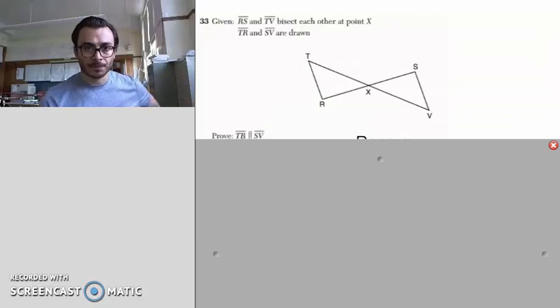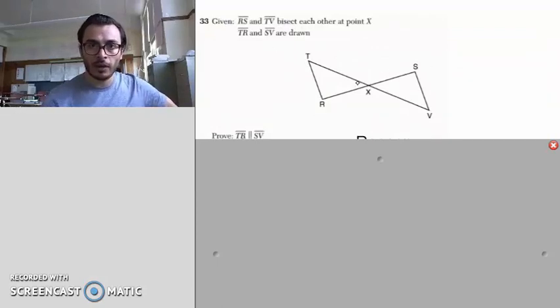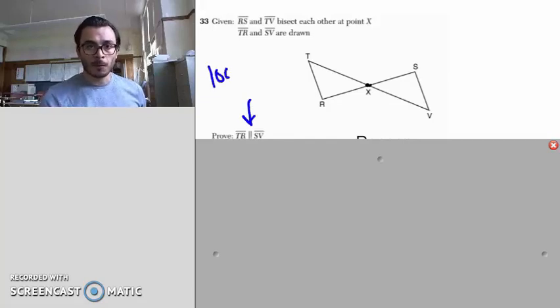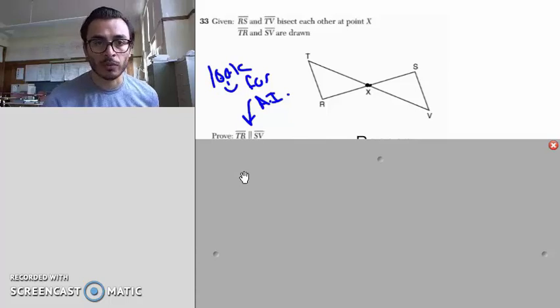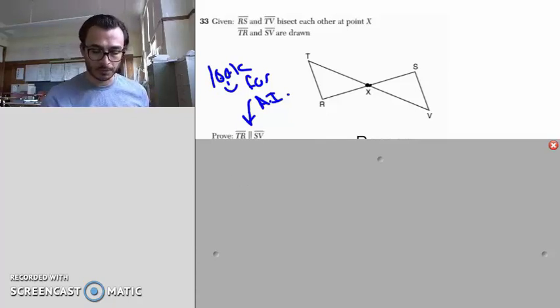Okay, number 33. We are given that RS and TV bisect each other at point X, and TR and SV are drawn. Prove that TR is parallel to SV. Whenever we want to prove parallel lines, look for alternate interior angles. Look for AI, not artificial intelligence. 90% of the time, that's what they want you to use to prove the lines are parallel. The other 10% is corresponding angles.